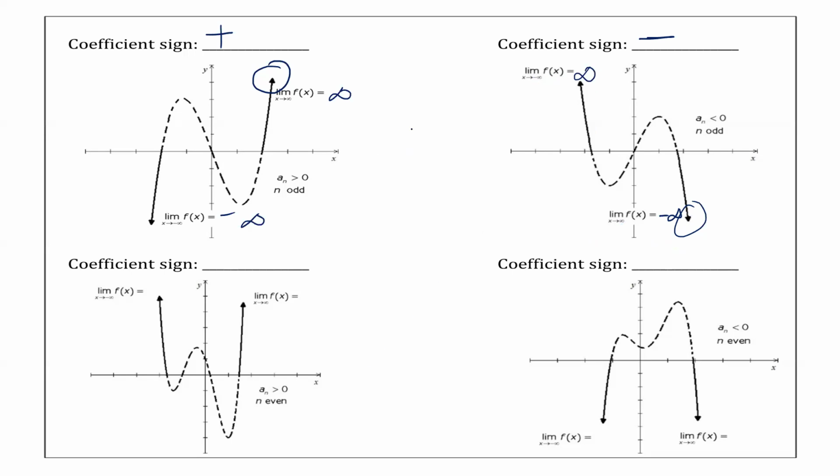And this happens because they are what type of polynomials? Odd degree, right? So this is happening because I have odd degree, which means that their end behaviors are going to be doing opposites, right?